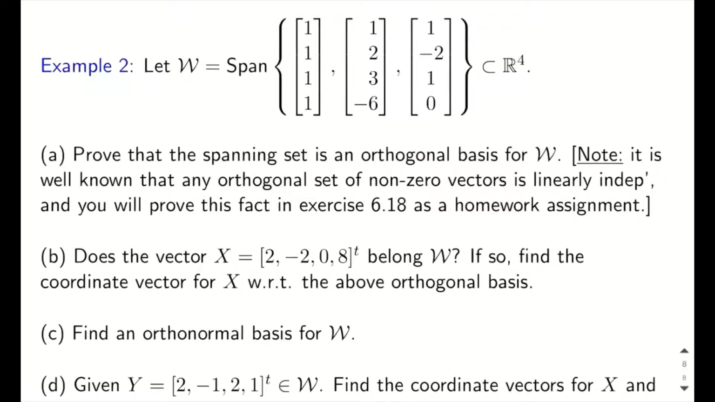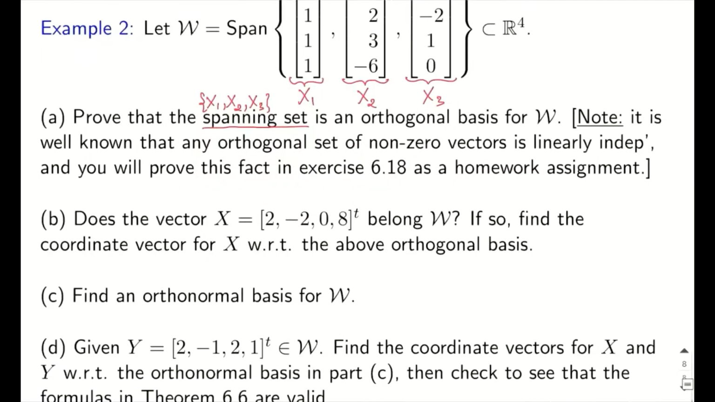So first we need to name the first vector capital X1, the second one capital X2, and the last one capital X3. The spanning set here is, of course, B equals X1, X2, X3. Well, I'm not going to use B at this step because we are not sure if it is going to be the basis or not, right? We need to show that this is going to be an orthogonal basis.